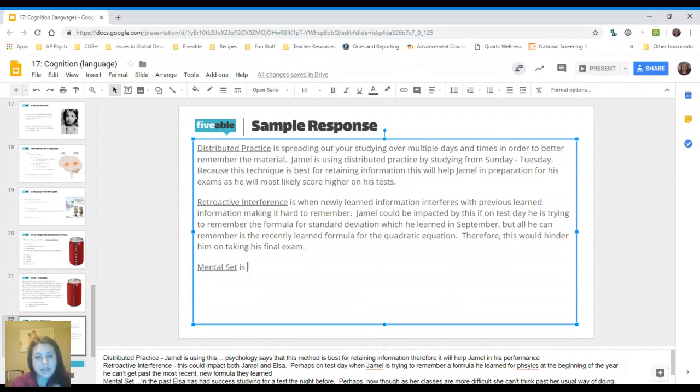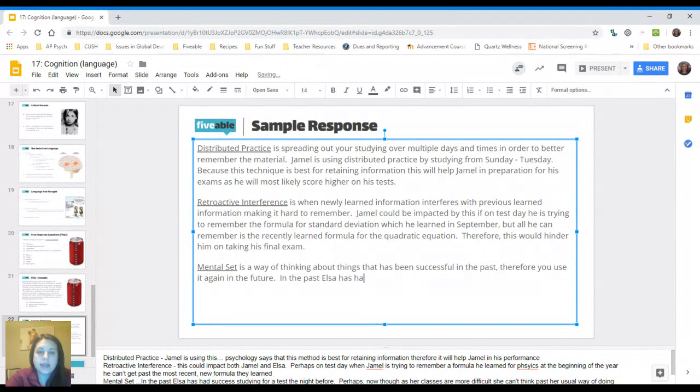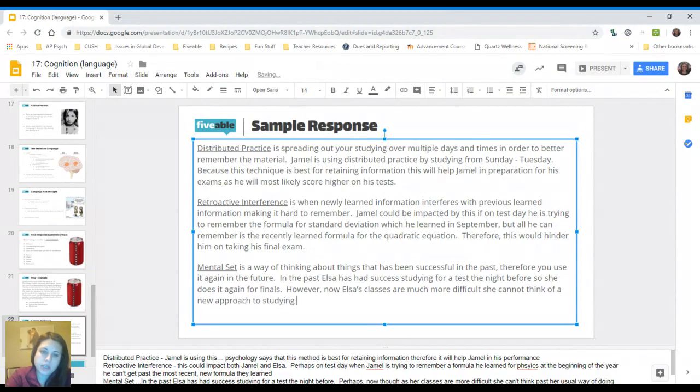And then the last term, mental set, is a way of thinking about things that has been successful in the past. Therefore, you use it again in the future. So that's the definition. And I would say I'm going to apply this to Elsa. In the past, Elsa has had success studying for a test the night before, so she does it again for finals. However, now Elsa's classes are much more difficult. She cannot think of a new approach to studying. Therefore, she uses her old successful method.